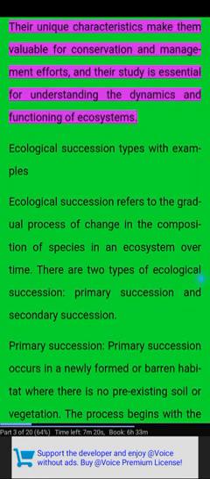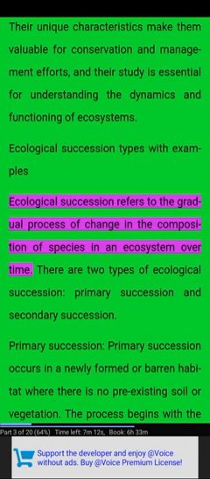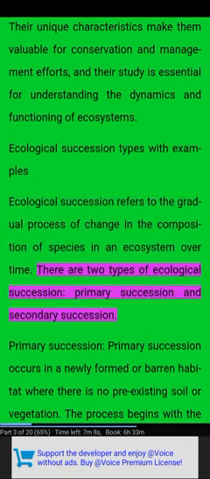Their unique characteristics make them valuable for conservation and management efforts, and their study is essential for understanding the dynamics and functioning of ecosystems. Ecological succession types with examples. Ecological succession refers to the gradual process of change in the composition of species in an ecosystem over time. There are two types of ecological succession: primary succession and secondary succession.